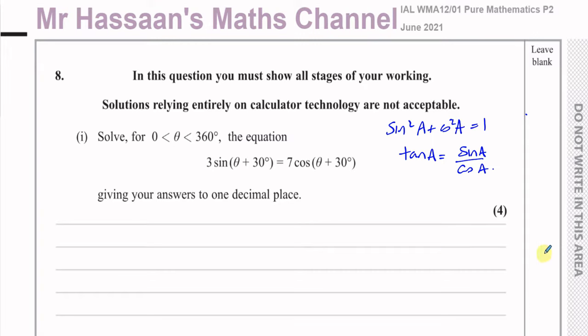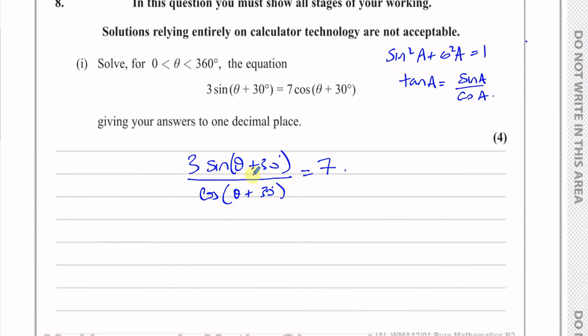And we can see very clearly, if we divide both sides of this equation by the cosine of this angle, theta plus 30, you'll end up with 3 times the sine of (theta plus 30 degrees), the whole thing being the angle, divided by the cosine of (theta plus 30 degrees) is equal to 7. And we know that the sine of an angle divided by the cosine of the same angle is the tangent of that angle. So this becomes the tangent of the angle theta plus 30 degrees. And I'm going to divide both sides by 3 to get rid of this 3. That's equal to 7 over 3.